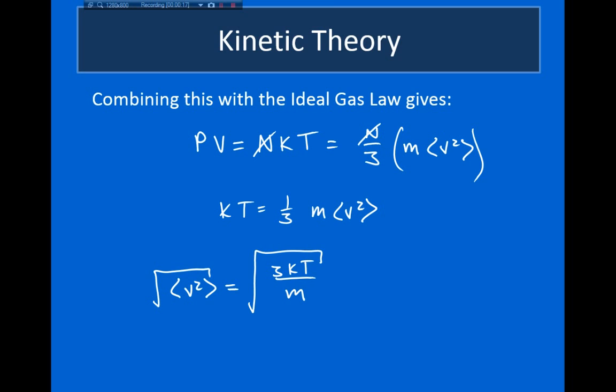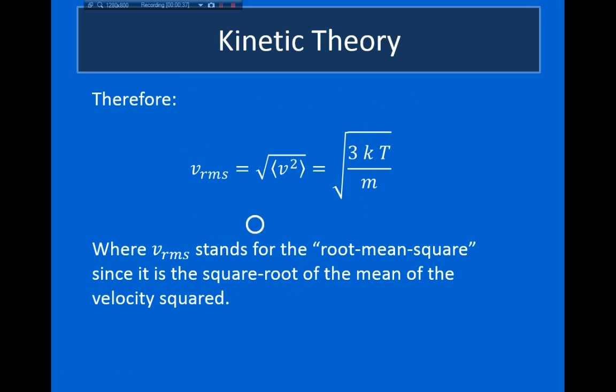So think about what this is. This is the square root of the average of the square of the speeds. So we call this the RMS. It's the root mean square, because it's the square root of the mean of the square of the speeds. So we say the RMS speed is equal to the square root of 3kT divided by m.